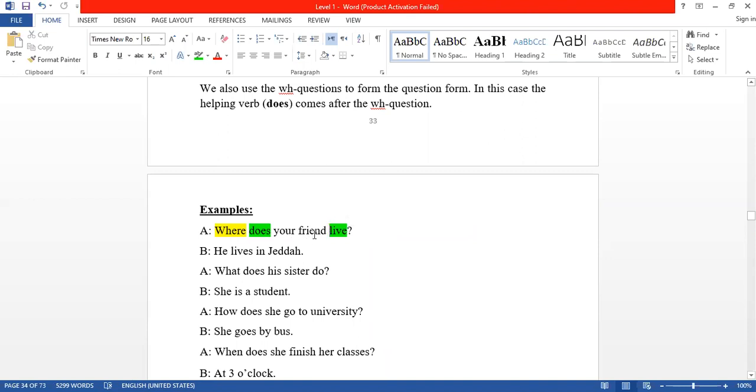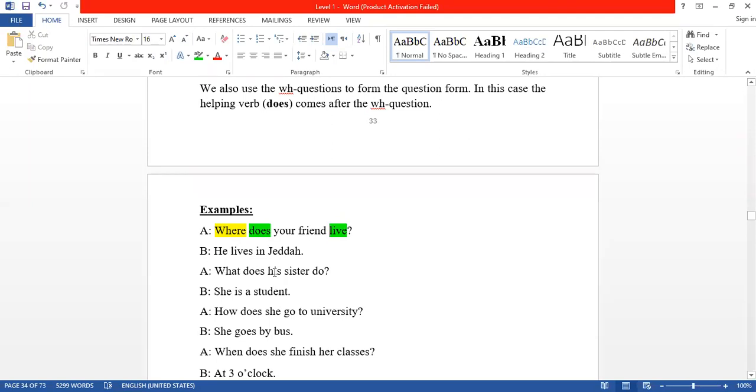So, when we use a WH question to form a question in simple present, we put the WH question word first, then does, then the rest of the sentence. Where does your friend live? He lives in Jeddah.